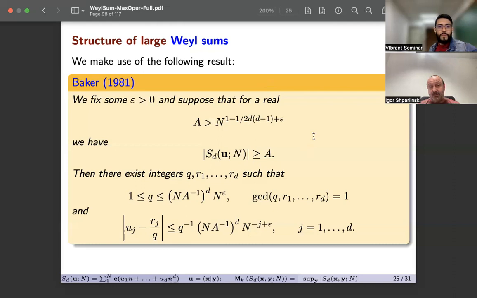In his result, A should be sufficiently large and bigger than this. And if you have this inequality, the sum is large. This happens for a reason. It's because your coefficients can be well approximated simultaneously by rational numbers. And this is a range. This is the upper bound on the denominator and this is a bound on the precision. Again, I don't want to go into technical details. Of course, you can get it from the Baker paper, but it's a very nice, very powerful result which we used. And we got a series of results, which is based on this.